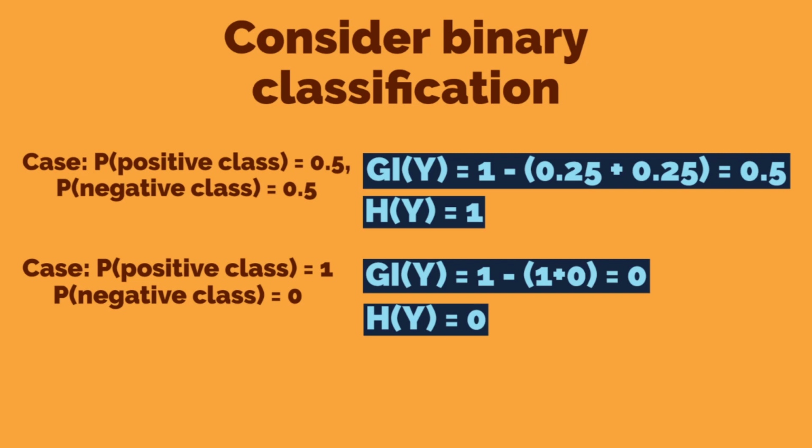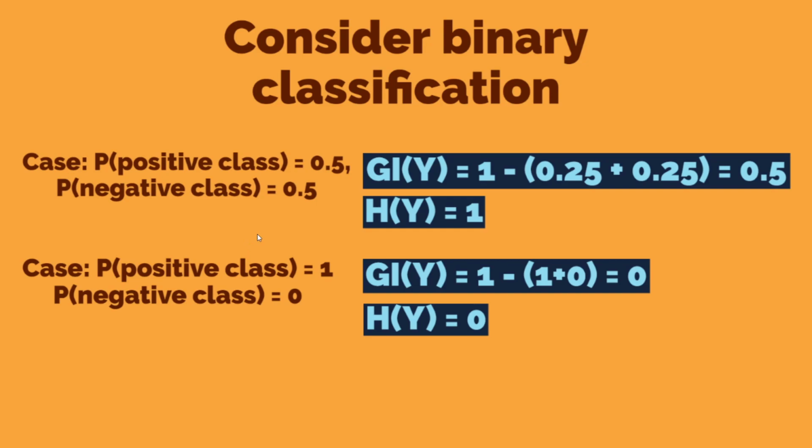If we do the same thing for the second case, where the probability of having a positive class is 1 and the probability of having a negative class is 0, that is, one of the classes is dominant, then you know that in case of binary classification, your entropy is minimum, which is 0. And if you apply the squares on each of these probabilities and then subtract their sum of squares from 1, you get 1 minus 1, which is 0. So here Gini impurity is 0.